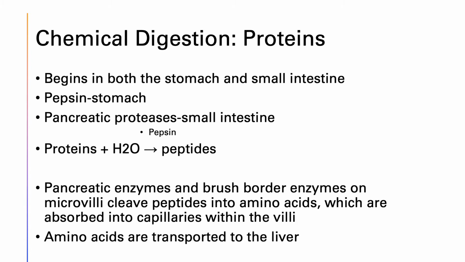Then these amino acids are eventually transported to the liver via the hepatic portal system. The main job of the liver is to detox and filter everything that comes through it via the digestive system. So the liver will filter and detoxify all of these amino acids that come through. The enzymes that digest proteins will be pepsin in the stomach and pancreatic proteases in the small intestine. They'll break proteins down into peptides, and the peptides will eventually be broken down into amino acids with the pancreatic proteases.